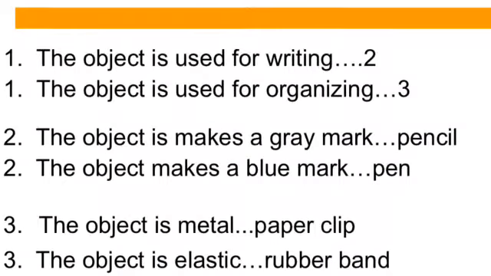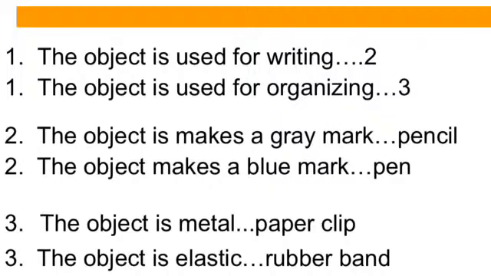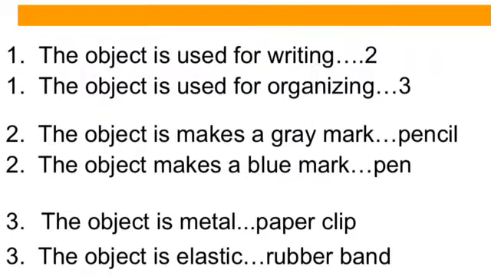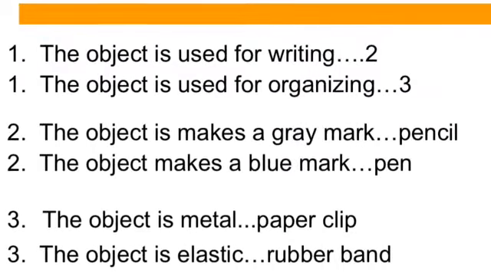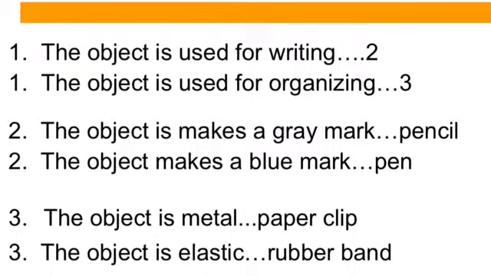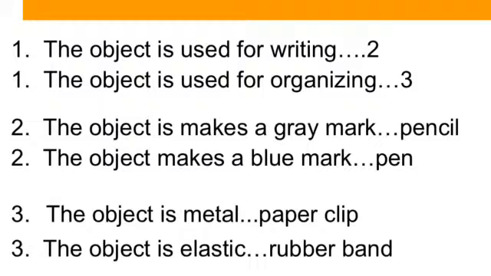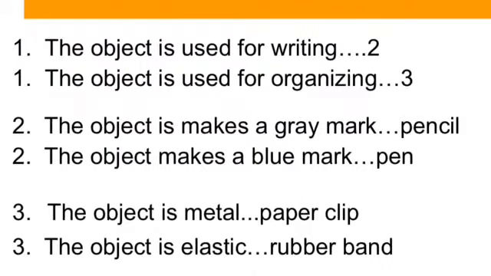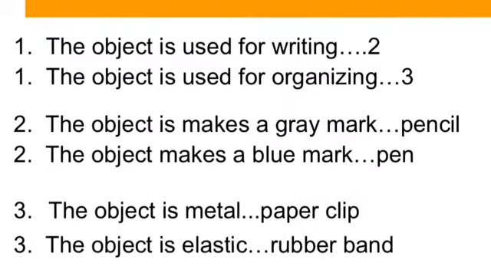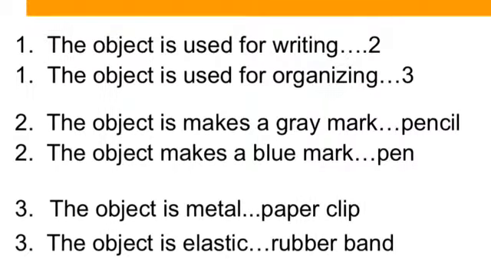So let's look at an example. If I lay out a group of objects in front of you and say, if the object is used for writing, go to step 2. And at step 2, we say the object makes a gray mark, then it's a pencil. If it doesn't make a gray mark, we go to the other choice and it says the object makes a blue mark, then it's a pen.